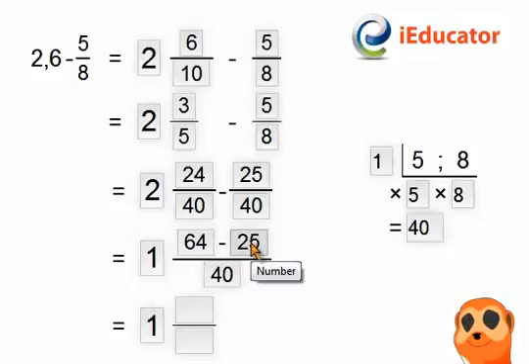64 minus 25. This is quite a difficult sum to do. I can just pretend that they are above one another like a vertical subtraction. So 4 minus 5, I have to borrow 1 from the 6, it becomes 14 minus 5, which is 9. And 5 minus 2 is 3, which gives me 39 over 40. This gives us the answer 1 and 39 over 40.